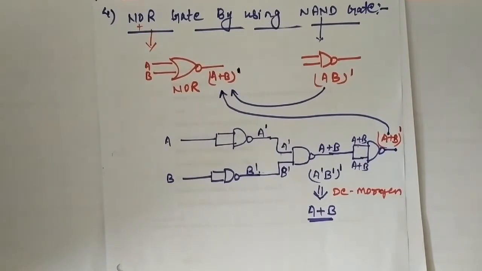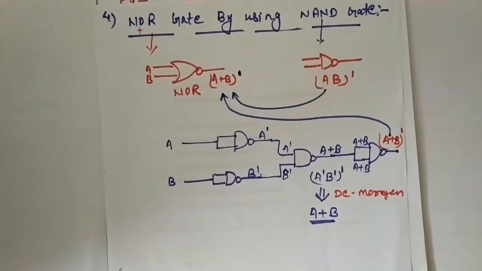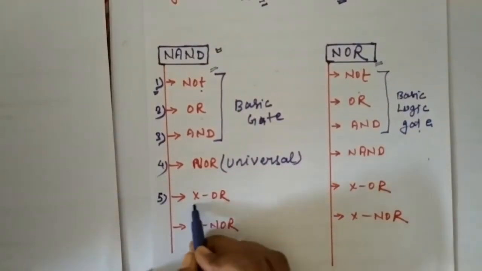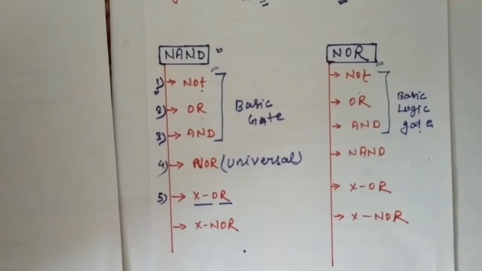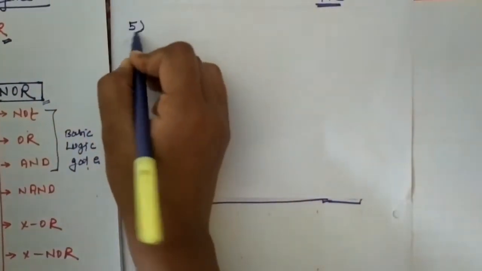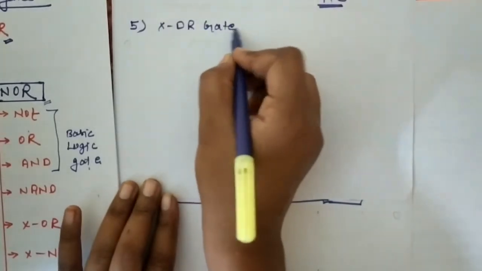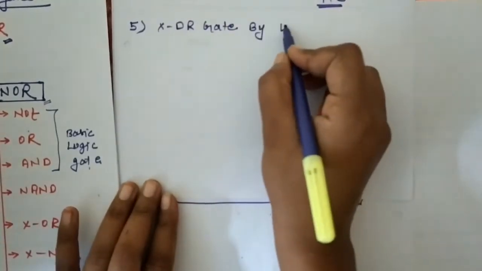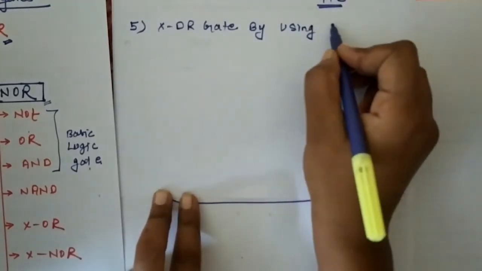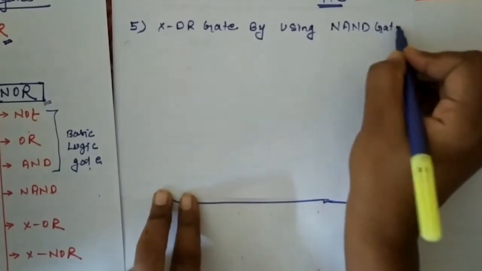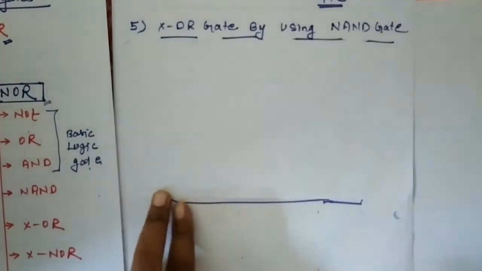Next one, the fifth one, is XOR gate. That means we have to create an XOR gate by using a NAND gate. So the fifth one is XOR gate by using NAND gate.